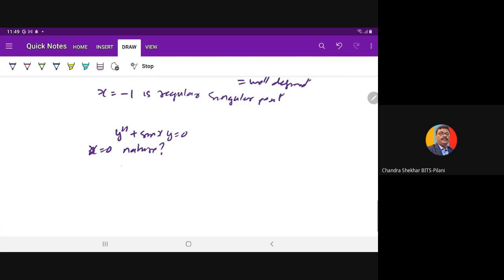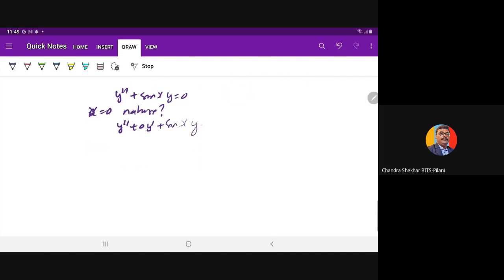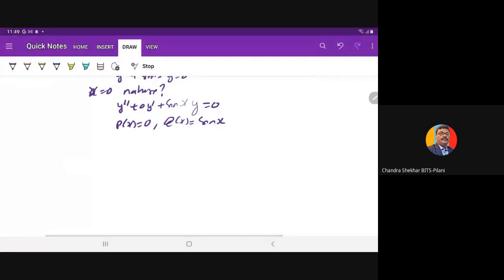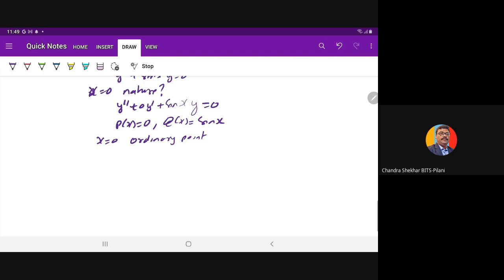So in this case, we have y double dash plus 0 y dash plus sin x y is equal to 0. It means p(x) is equal to 0 and q(x) is equal to sin x, right? So now when we put x equal to 0, sin 0 is equal to 0, it means x equal to 0 is ordinary. It is well defined, so it is the ordinary point, right?